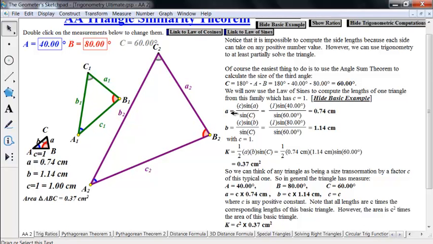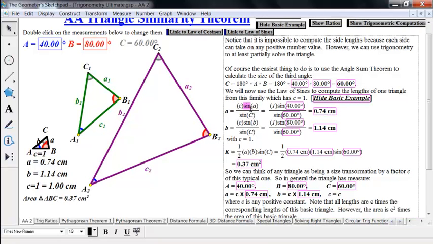So we know little a over sine of capital A is little c over sine of capital C. So multiply both sides by sine of A, and then plug this in. Little c is 1, so we get this side a is sine of capital A over sine of capital C, and that's supposed to be 0.74. And let's just check that out with the calculator here.